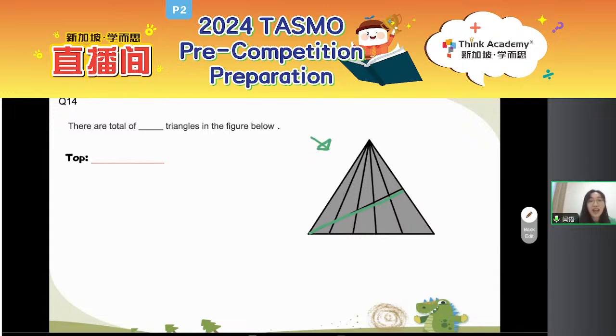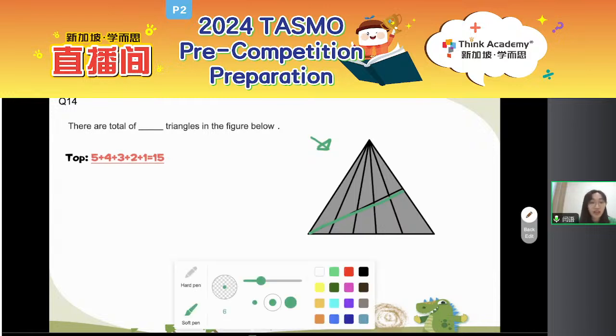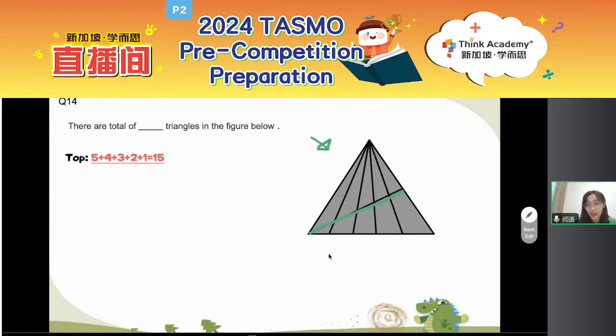Okay, great. Actually, you see that it should be 5 plus 4 plus 3 plus 2 plus 1, so there are 15. Also, you can see that for all these triangles, they share the base, right? The bases of these triangles are on the same straight line, and they also intersect at the same point.